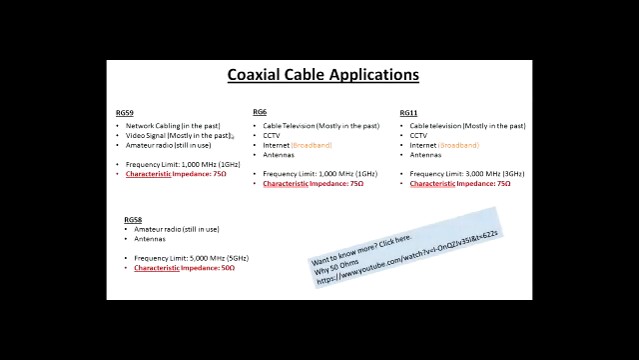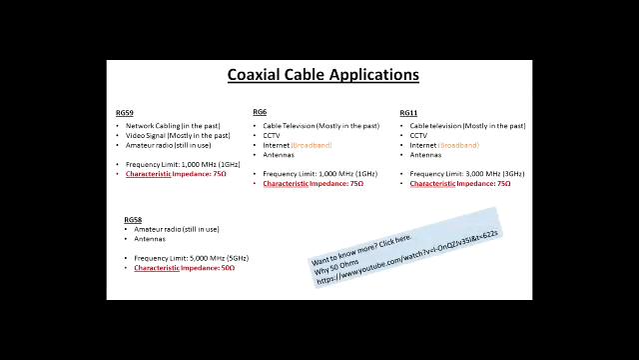Okay, let's keep going here. Coaxial cable applications. Now I have included the RG58 here. Okay. Now RG59, it used to be used in the network cabling. So the computers or the LAN networks used to utilize coaxial cable. That was happening till the mid 90s, the early 90s, and then the twisted pair took over. Okay. So that's in the past.